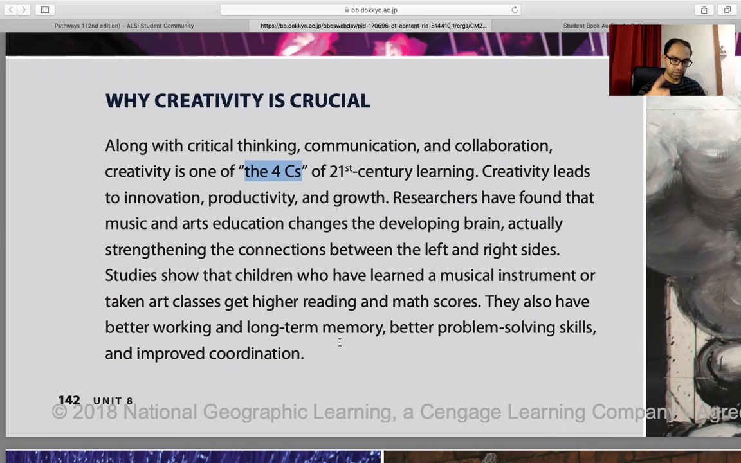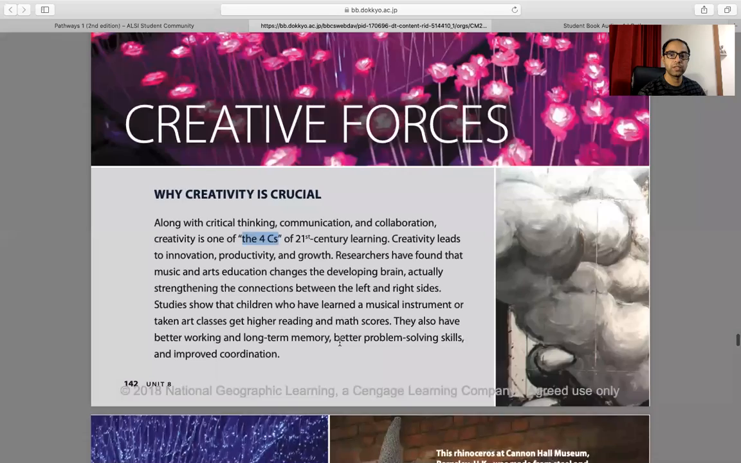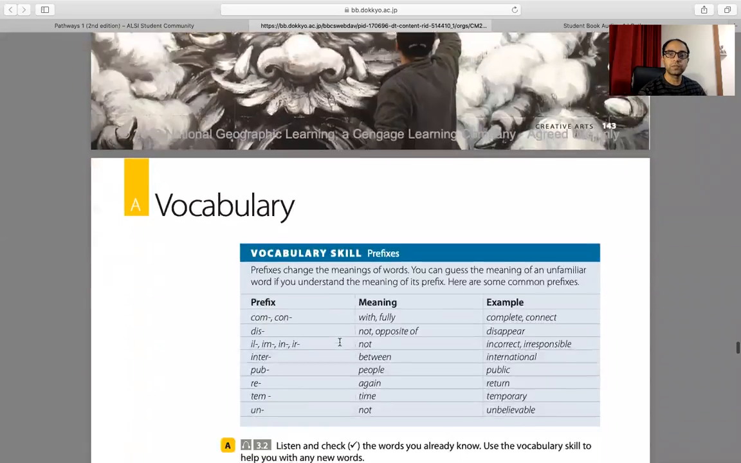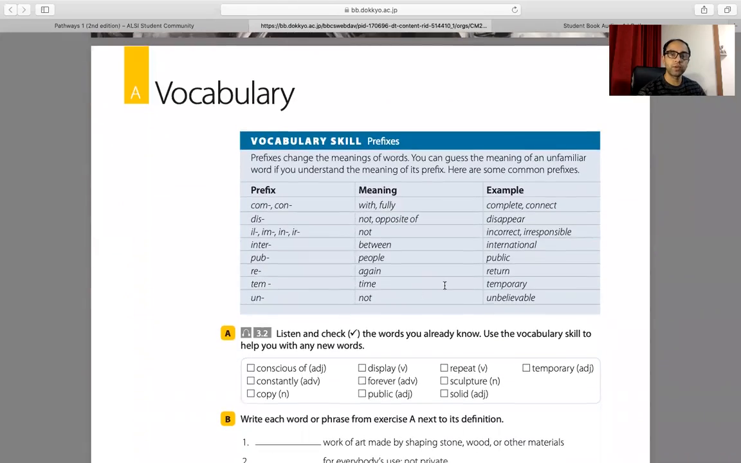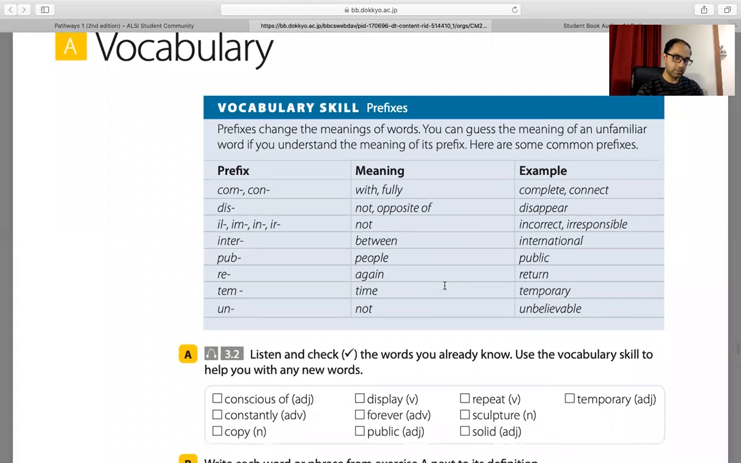Okay, so now maybe you notice that our theme for this unit 8 is creativity, creative arts. Now, let's begin with the vocabulary skills. If you look at the next page, over 144, this week's vocabulary has a lot of prefixes. And maybe you know prefix.